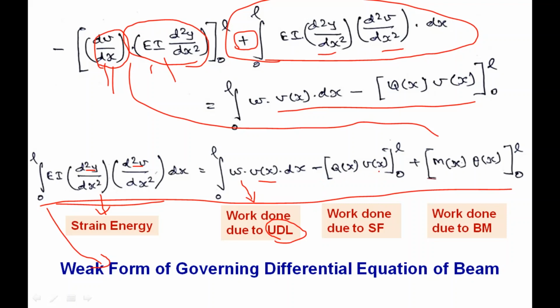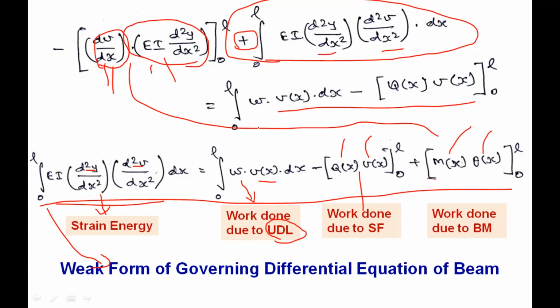Coming to this part, q(x) is the shear force multiplied by a displacement function. Again this is going to be work done due to shear force. Similarly here, M is the bending moment, theta is the slope. What is slope? Slope is nothing but angular displacement. So bending moment into angular displacement is the work done due to the bending moment. This equation is indicating the total potential energy of the beam. Strain energy is equal to work done. That is the potential energy theorem.